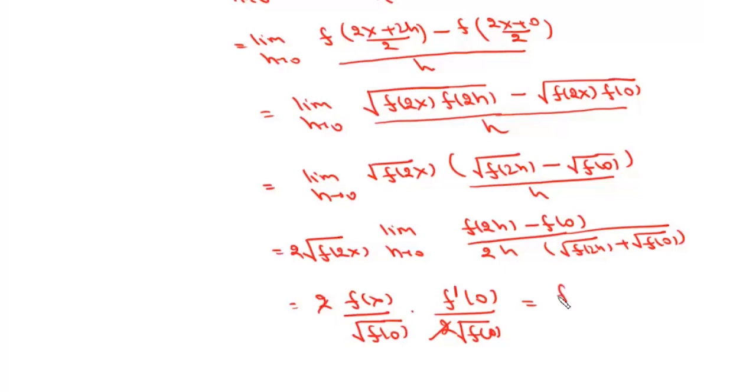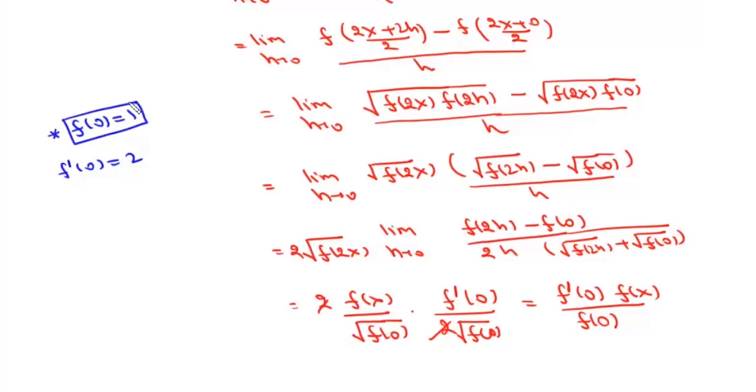We'll get this as f dash 0 into f x upon f0. And in the question it says f dash 0 is 2. So we'll put f dash 0 as 2. And in this question, they are also supposed to provide the value of f0. So I think they have taken the value of f0 as 1. So we'll take the value of f0 as 1, and we'll say it is given in the question, because there is no way we can find the value of f0 with the given condition.